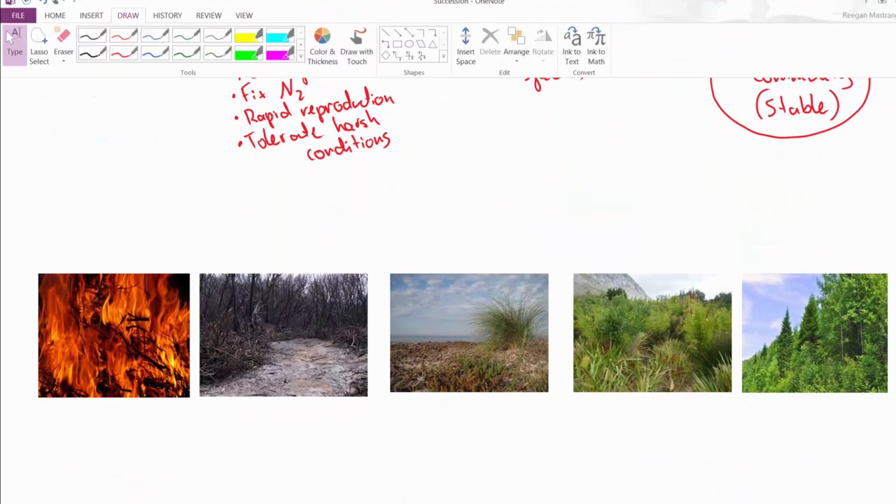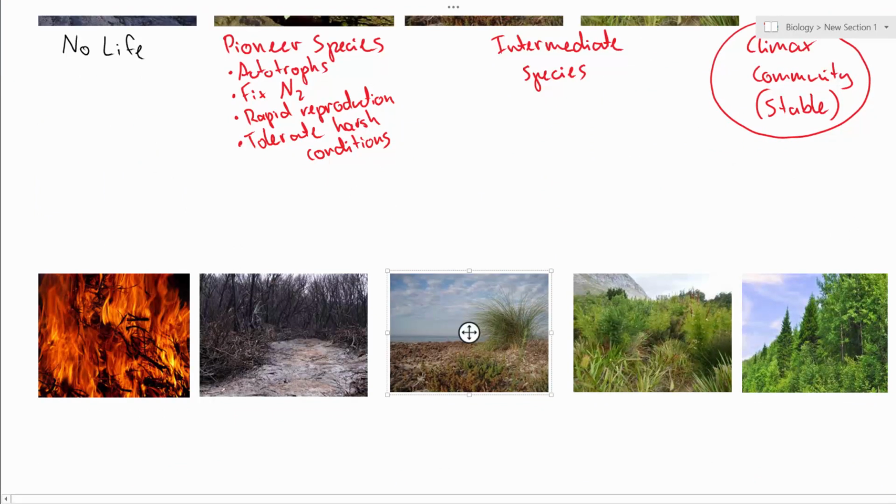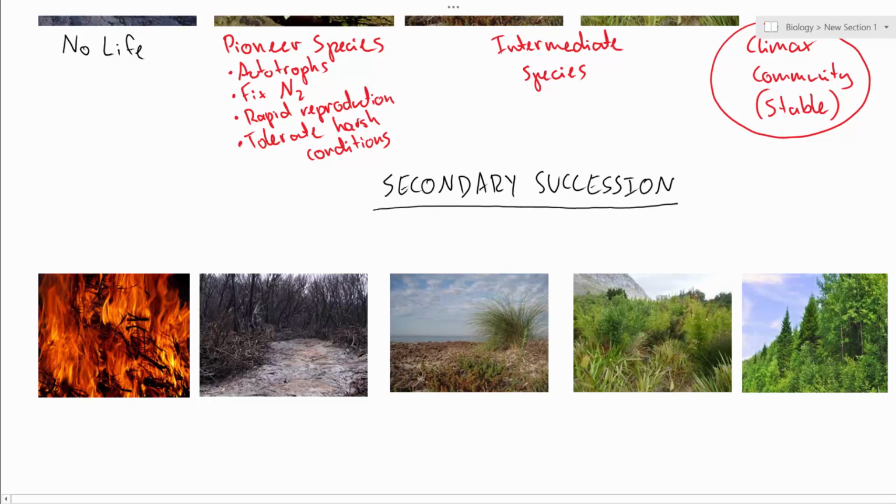Let's move down to a second type of succession, called secondary succession. It's not quite as drastic as primary succession. In secondary succession, we aren't starting with a brand new source of land being exposed or created. We're starting with land that has undergone a natural disaster, perhaps something like fire. Fire has burnt through this community. Even so, in the earliest stages after the fire, we're still going to have soils present.